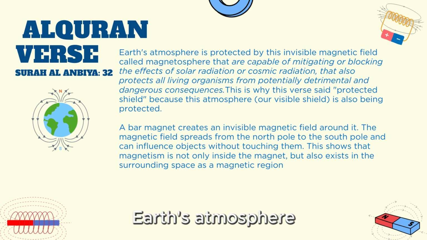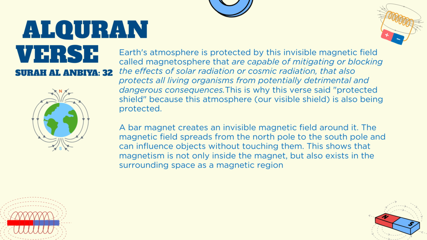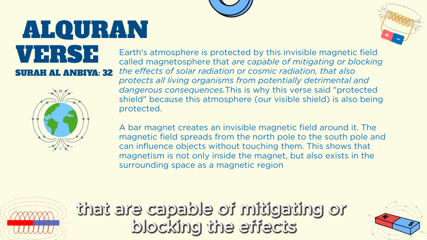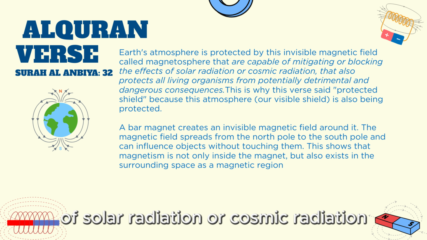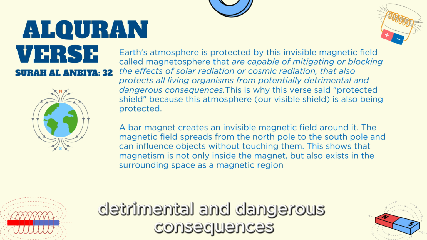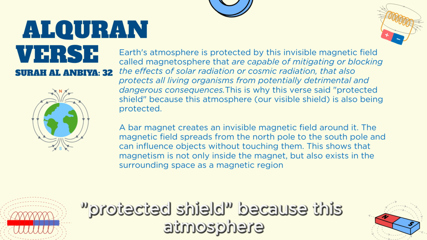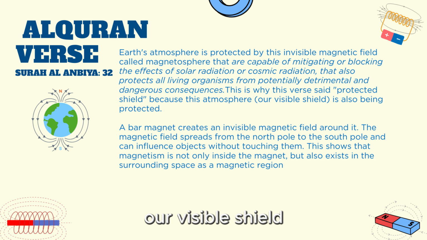Earth's atmosphere is protected by an invisible magnetic field called the magnetosphere that is capable of mitigating or blocking the effects of solar radiation or cosmic radiation that also protects all living organisms from potentially detrimental and dangerous consequences. This is why this verse says protected shield, because this atmosphere, our visible shield, is also being protected.